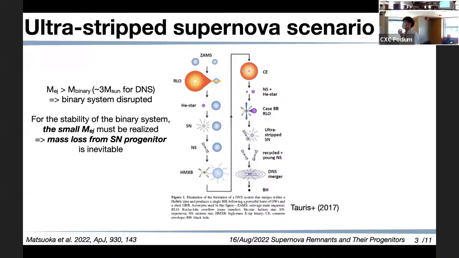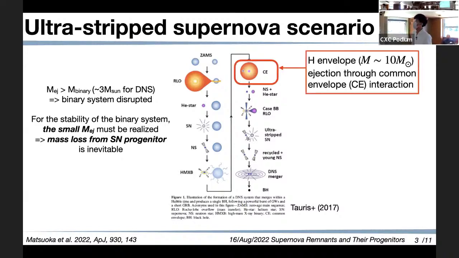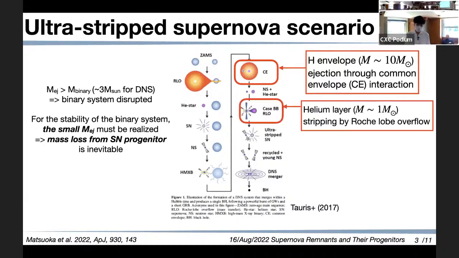So in this scenario, two kinds of mass loss mechanisms are considered. First is the common envelope interaction, which can eject the hydrogen envelope of the secondary star into interstellar space. In addition, this scenario considers Roche lobe overflow. This mechanism can strip the helium layer of the secondary star away.